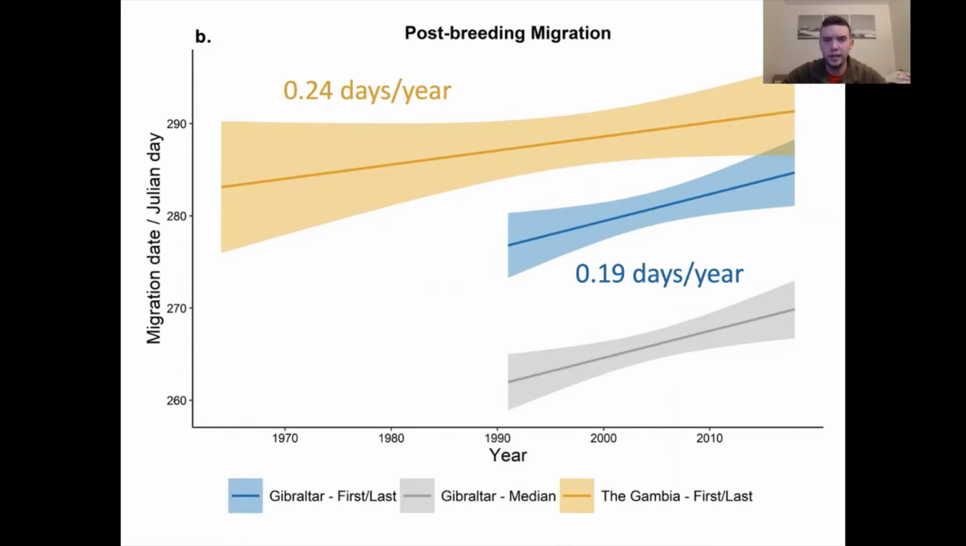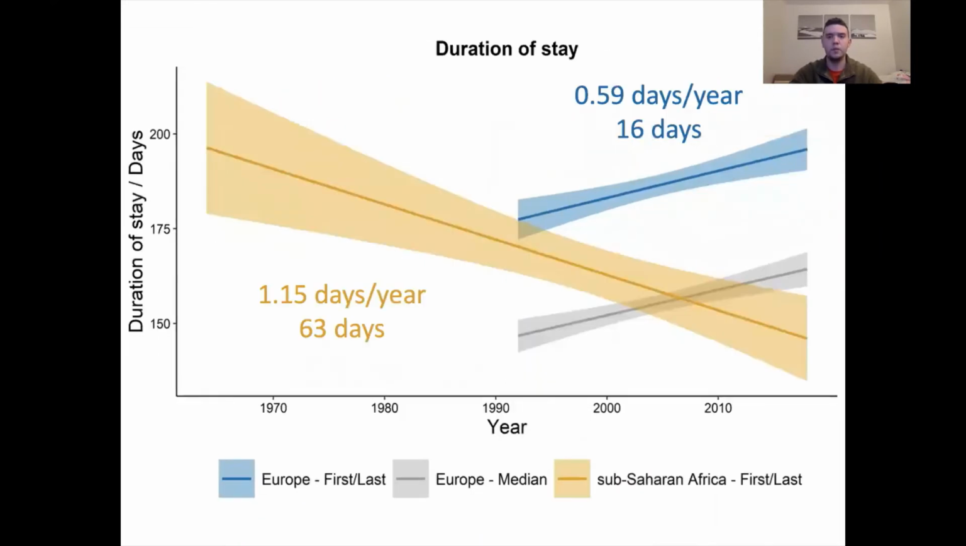And if we take those together, perhaps the most surprising result that we see is obviously if species are arriving in Europe earlier and they're departing later, we see that they're actually spending a lot more time in Europe now than they did at the start of the 90s.